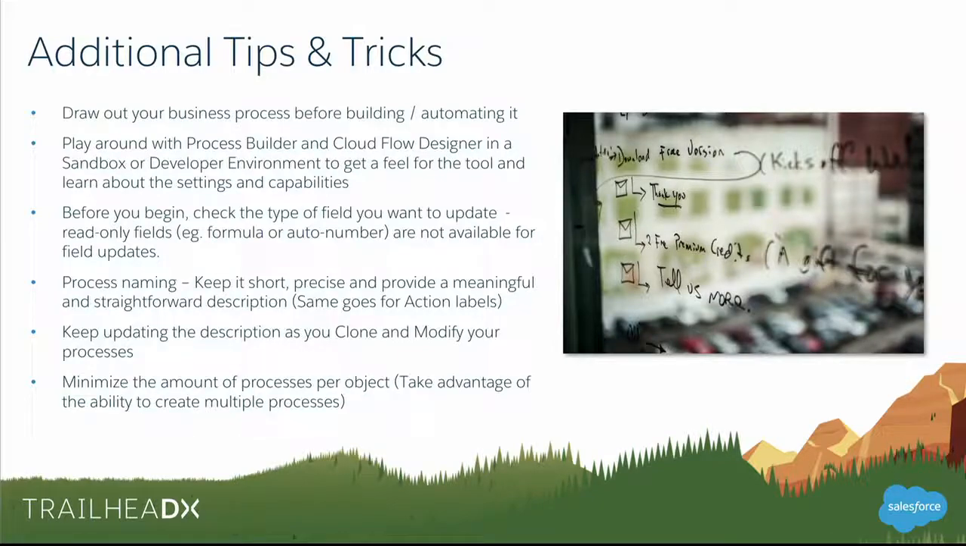And then minimize the amount of processes per object. So take advantage of the ability to create multiple processes. Again, if you're looking at, say, you have a limit of 50 workflows and you're coming up to 53 or 52, see if you can take some of those and move them over to Process Builder and move them out of your workflows. It'll help you from hitting your limits, and it'll also maybe even make it more efficient and easier to work with.